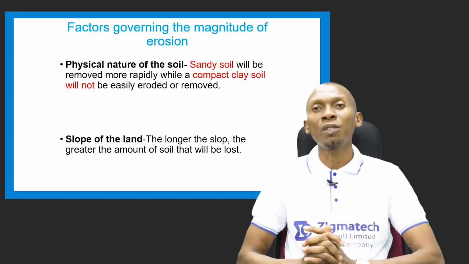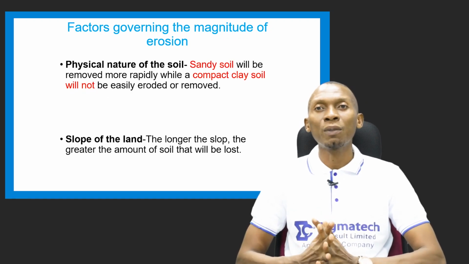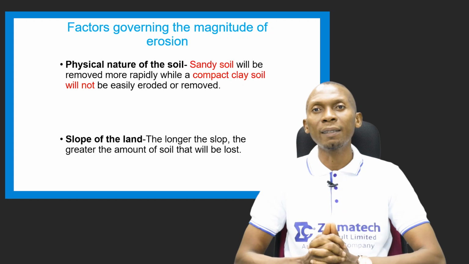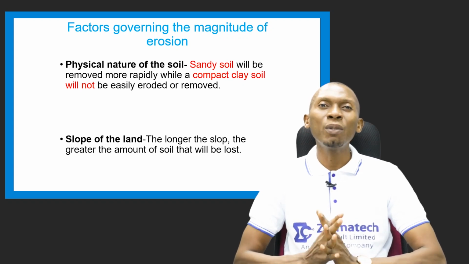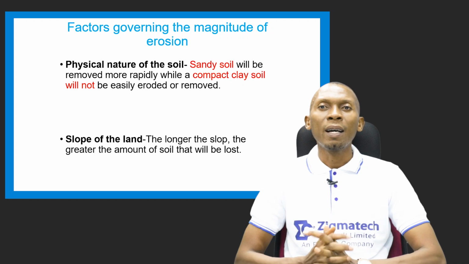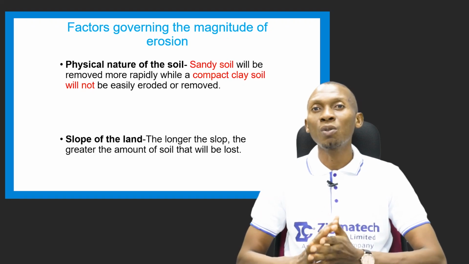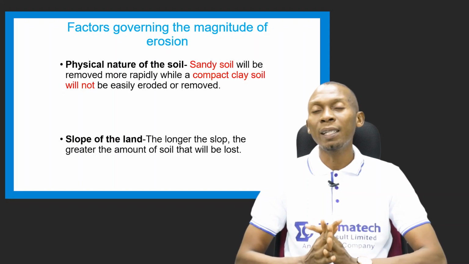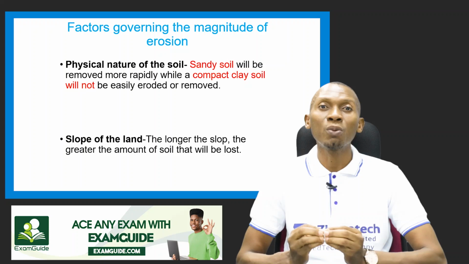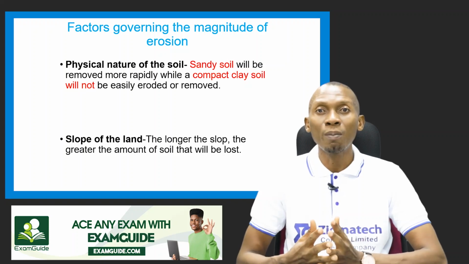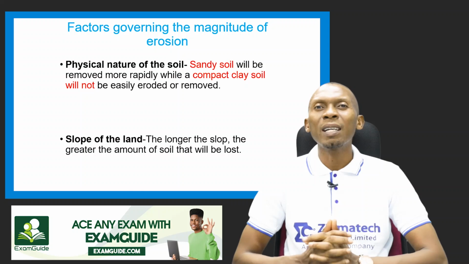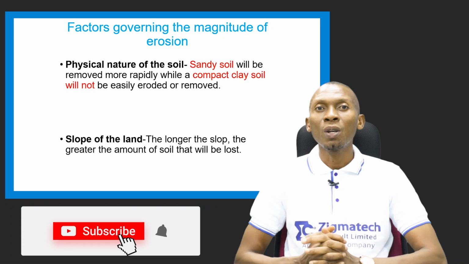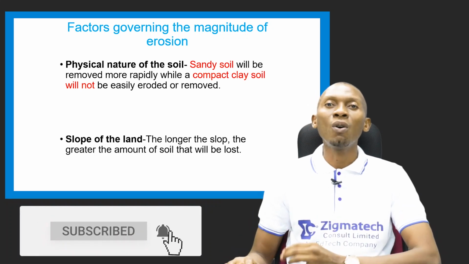Starting with the physical nature of the soil, we have different types of soil. We have sand soil, we have clay soil, we also have silt. But looking at sandy soil, a sandy soil will easily be removed more rapidly as compared to a clay soil, which is usually compact because it has tiny pore spaces, so it can retain water more, as compared to a sandy soil that has large pore spaces, so it will not retain water easily, so it can easily dry up. And as a result of this, sandy soil can easily be removed more rapidly when you compare it to clay soils, which will not be easily eroded or removed.